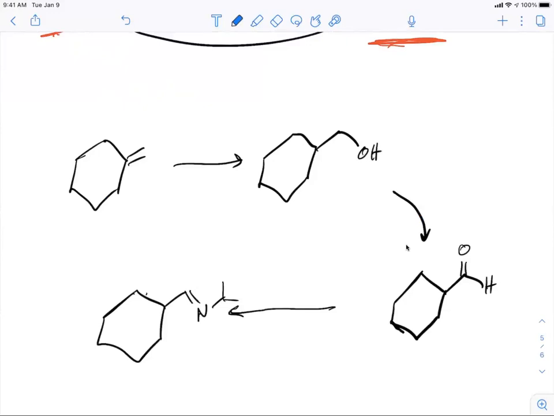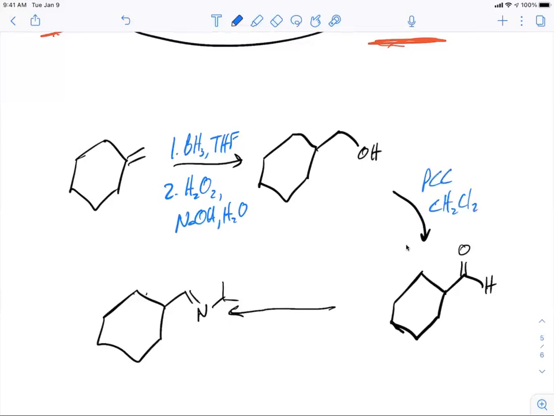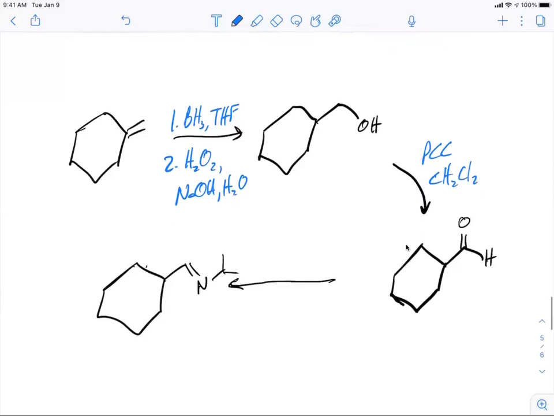We need an anti-Markovnikov alcohol. So anti-Markovnikov alcohol is the BH3 THF followed by the hydrogen peroxide, base, in water. And then we need to oxidize that up, but we only want to oxidize the alcohol to the aldehyde. So I'm going to use PCC and methylene chloride, right? I need to make sure there's no water in my oxidation. So I'm going to use the PCC reagent. If you had learned the Swern reagent, you could have done that one as well. And then the imine, I just need my NH2, right, with the right number of carbons. That's where I'm adding my 3 carbons. And then I need an acid.